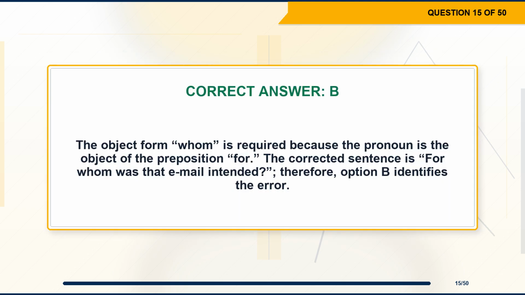Explanation. The object form whom is required because the pronoun is the object of the preposition for. The corrected sentence is for whom was that email intended, therefore, option B identifies the error.